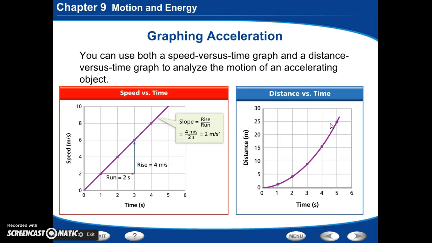The other kind of graph you can use for acceleration has speed on the y-axis and time on the x-axis. And the slope of a speed time graph is acceleration, because remember, this is meters per second. So it's speed over time, change in speed over time, which is the definition of acceleration. So this is showing that something is accelerating at a very constant rate. And that's it.